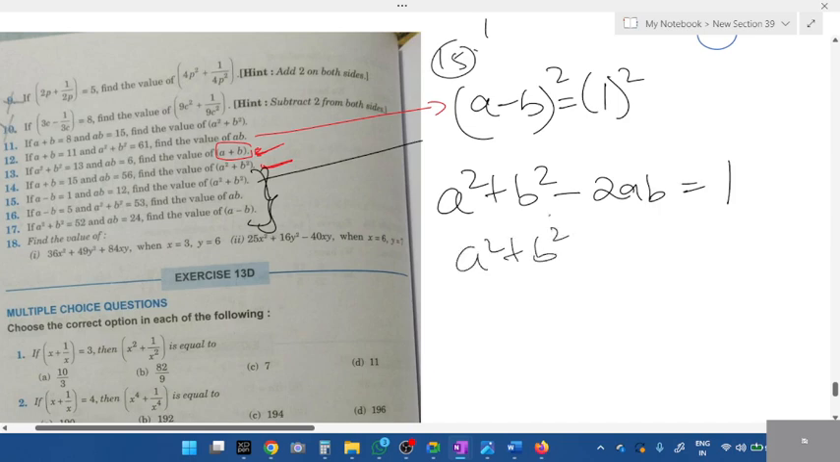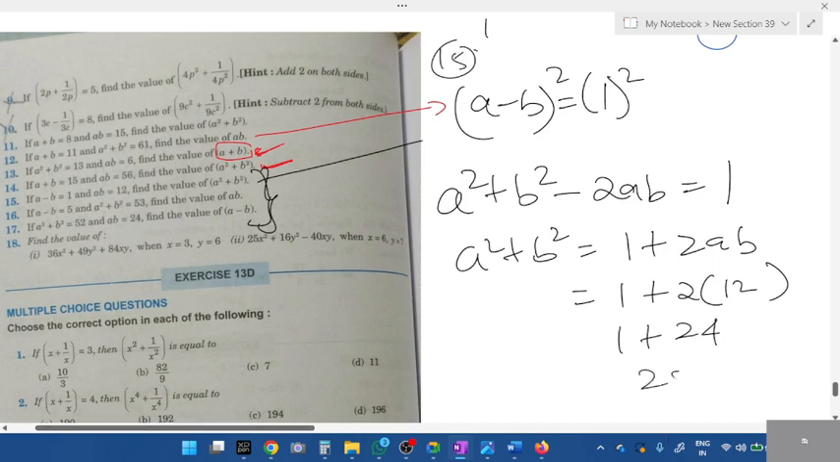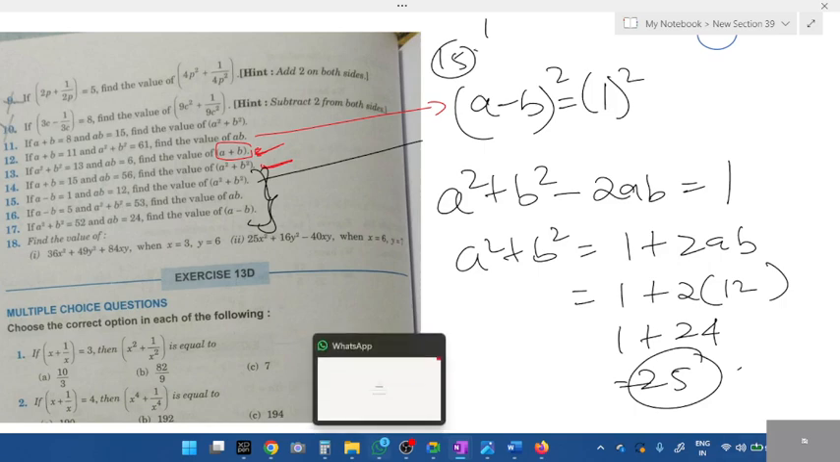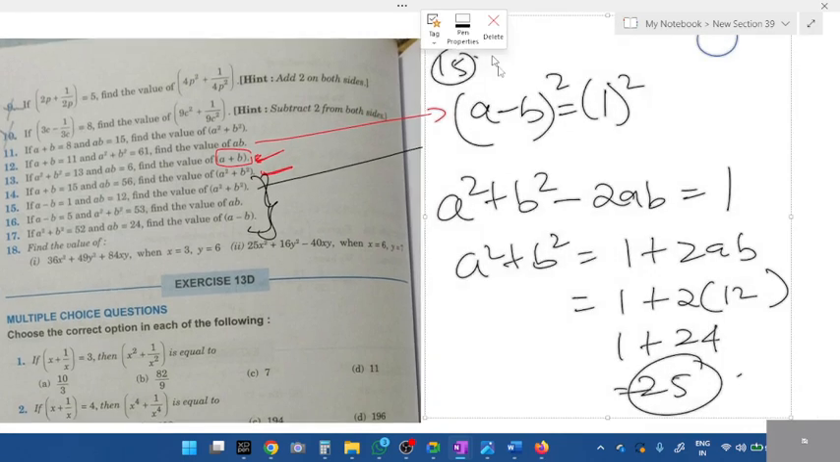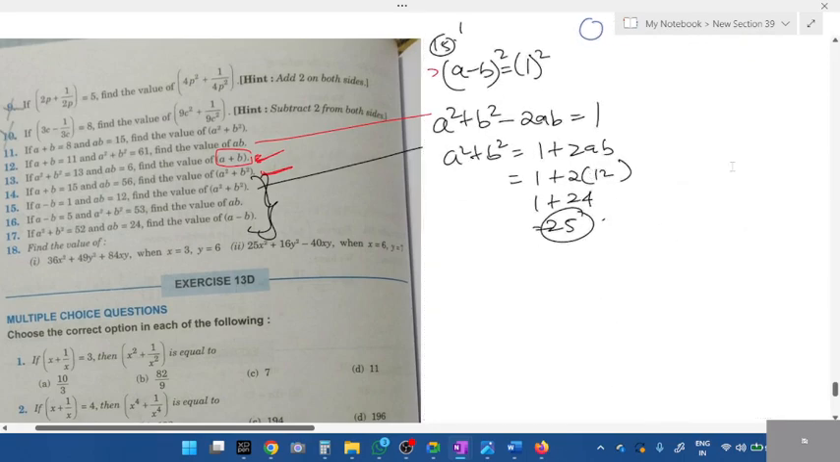a square plus b square minus 2ab goes to the other side, plus 2ab. The ab value will be given. In the 15th question, the ab value is 12. 1 plus 2 12s are 24. 25 is the answer, the 15th one. Understood? Do you understand, students? You will definitely get one question for 3 marks, remember.